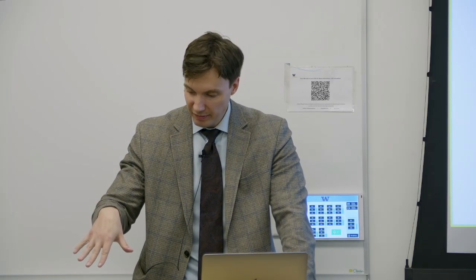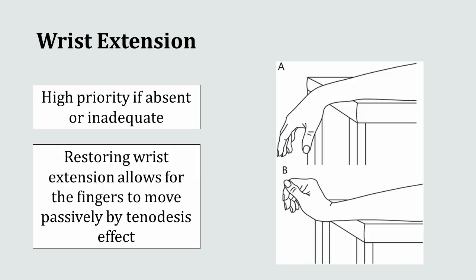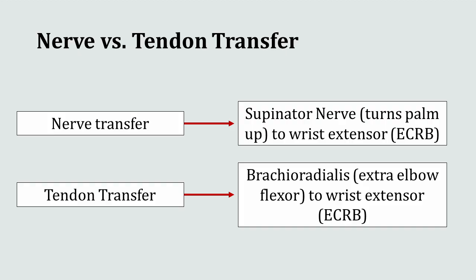So this is a very high priority if it's absent or inadequate, because tenodesis produces grasp and release. So the flexion of the wrist produces release of the fingers and extension of the wrist produces some rudimentary grasp and pinch. It is critical if it's not there. So we can achieve this again in a few different ways. There are nerve transfer options, and then there are tendon transfer options.